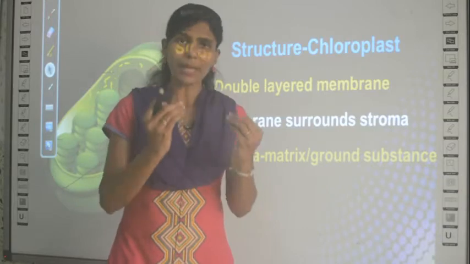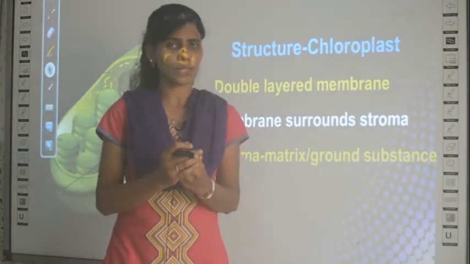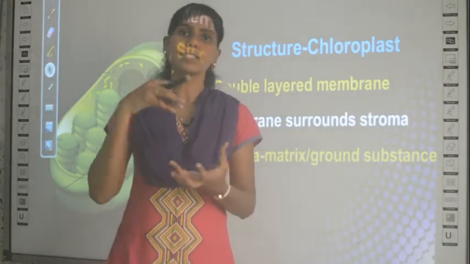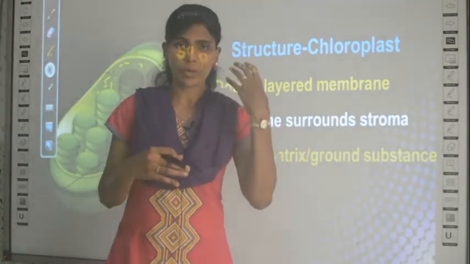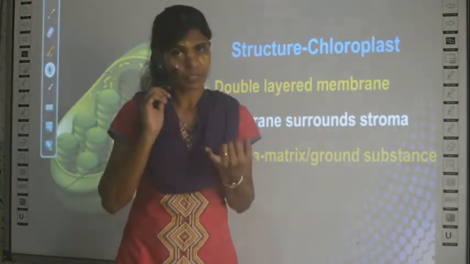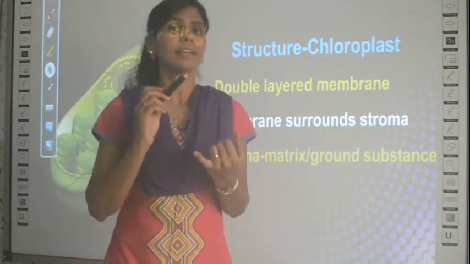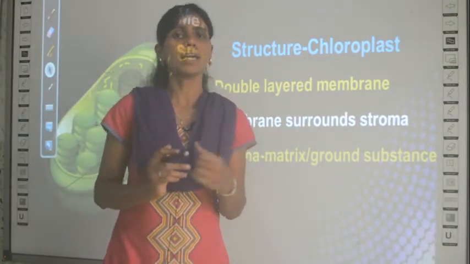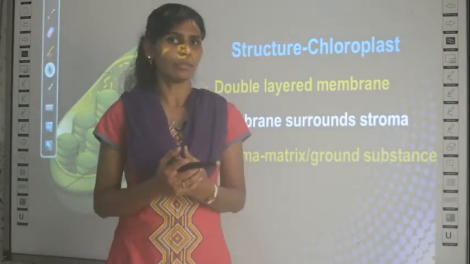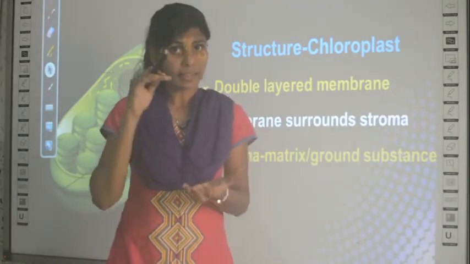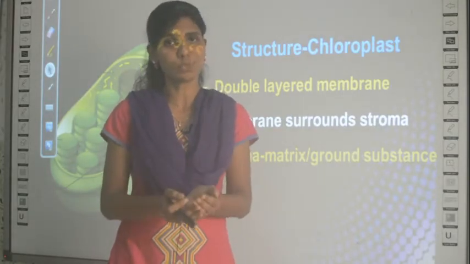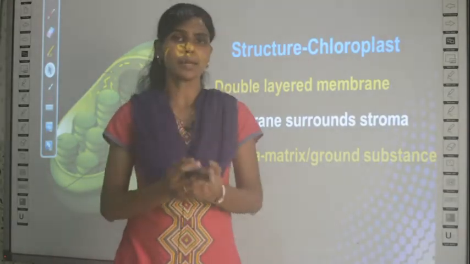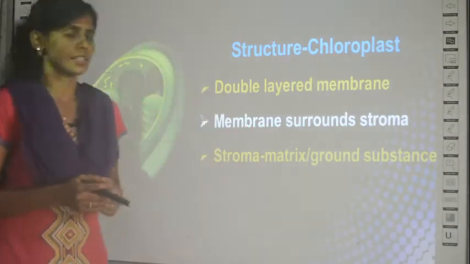It is the basic structure of the chloroplast, which means there is stroma, and inside the stroma only you find all the other components, such as thylakoid, lamellae, and grana. Everything is present in this stroma only. That is why it is called the ground substance, which means it is the basic substance in a chloroplast. Clear?